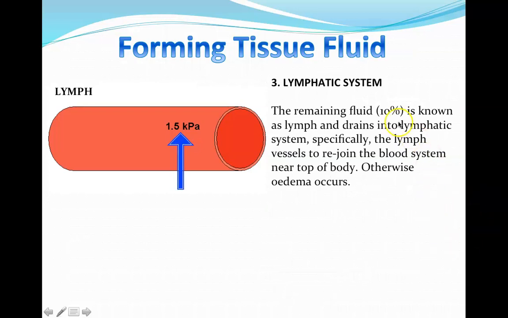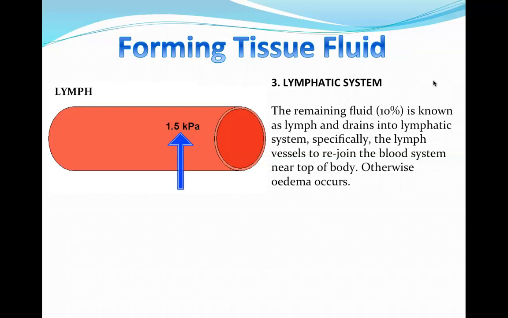So there is remaining fluid, there's 10% left, and this is known as lymph. Okay, and then this lymph drains into the lymphatic system, specifically the lymph vessels, to rejoin the blood system near the top of the body. Otherwise, edema occurs, i.e. if this 10% of fluid that was left in the cell stayed there, and then it happened again, and then 10% stayed there, and then it happened again, and 10% stayed there. Eventually, edema would occur. You'd get this fluid staying within the tissue, that could then cause death.